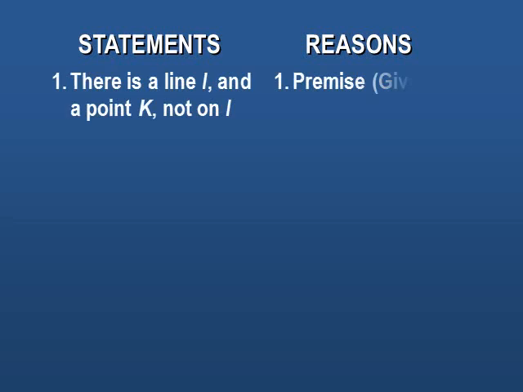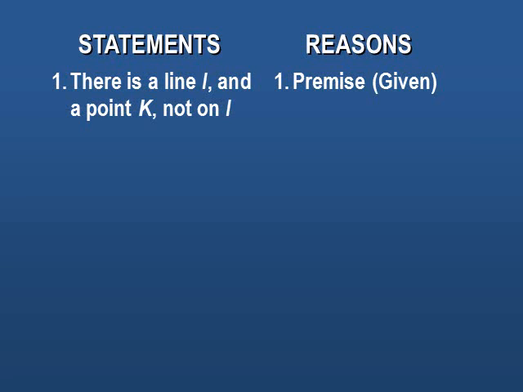So here's my 2 columns. I'm going to have statements and reasons. I typically, when I'm doing this by hand, I write a line. I just draw a line to separate the 2 columns and then make like a T-chart. Okay, so our first is always going to be our given. There is a line L and a point K not on the line. Okay, so that's given.